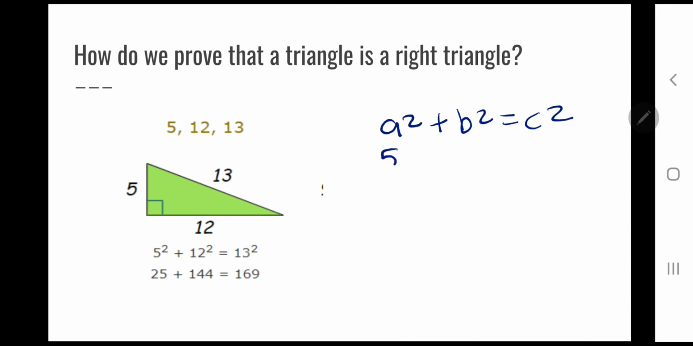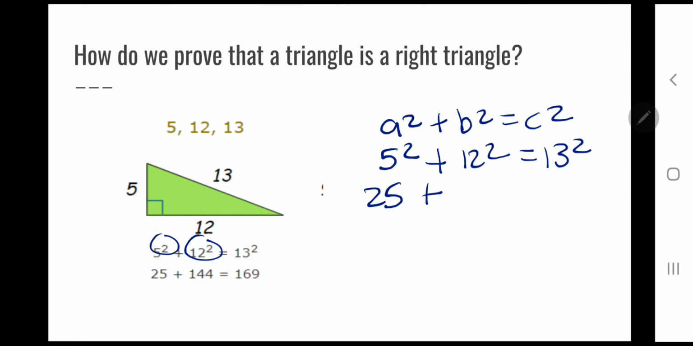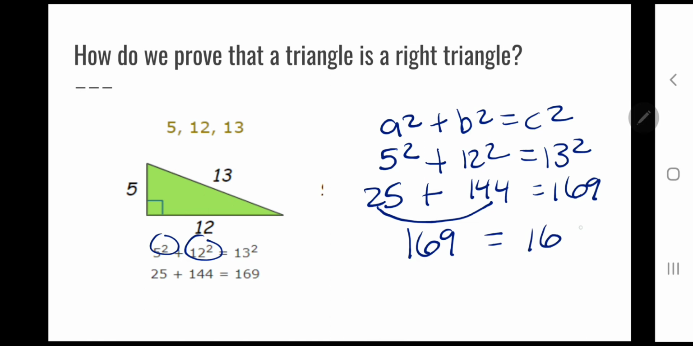You're going to say, okay, 5 squared. They did this over here. Plus 12 squared. They did this here. Equals 13 squared. Okay? So then they figured out, okay, well, 5 squared is 25. 12 squared is 144. Equals 169. And the question that you're asking yourself is 25 plus 144. Do those two legs, when you end up squaring them, added together, end up equaling 169? And they do. So this would be yes, this is a right triangle.